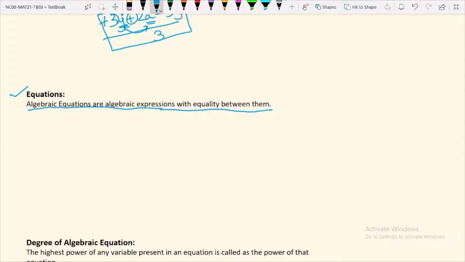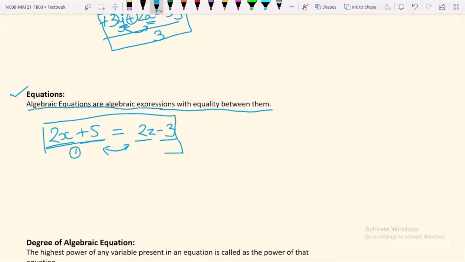So if I have one algebraic expression, for example 2x plus 5, that is one algebraic expression. Expression means a series of terms. So 2x is a term, plus 5 is a term. So this is a series of terms. So this became one expression, expression number 1. If I have another expression, 2z minus 3, this is another algebraic expression. So this also has two terms in it. So if these two expressions are equal to one another, if there is equality between the expressions, then this whole thing is called an equation.